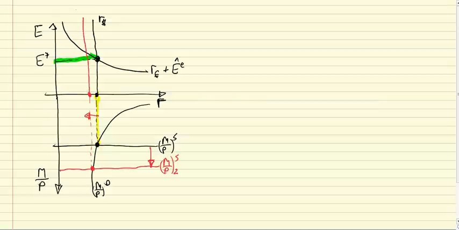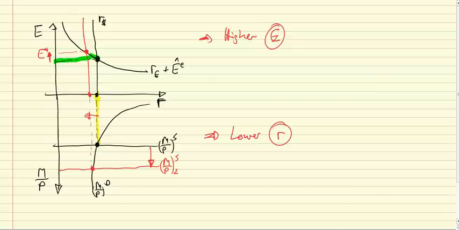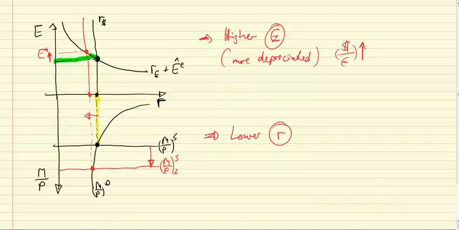That translates then to the upper part of the diagram, and we see that we get a new intersection here with a new E star that is higher than the initial one, so that we have a lower R and a higher E, which means, of course, more depreciated, since a higher E means the dollar price of 1 euro has gone up. More dollars need to be paid for every euro. So what has happened in the upper part of the diagram here?